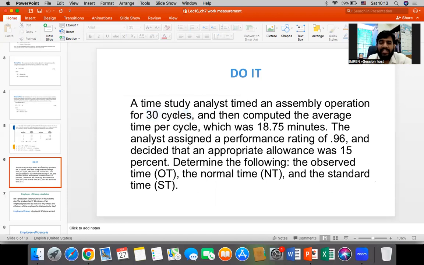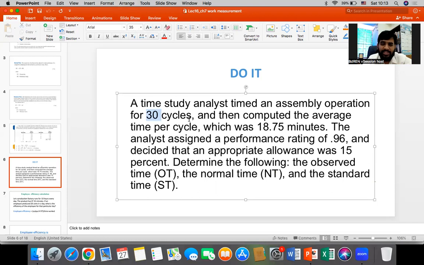So there are 30 students in your class, and the total sum of the ages of the students is 18.75. How will you calculate the observed time, or observed age? Divide. But fortunately, the computed average is given. Average time per cycle is 18.75 minutes. That means the observed time is given here. Isn't it the average?